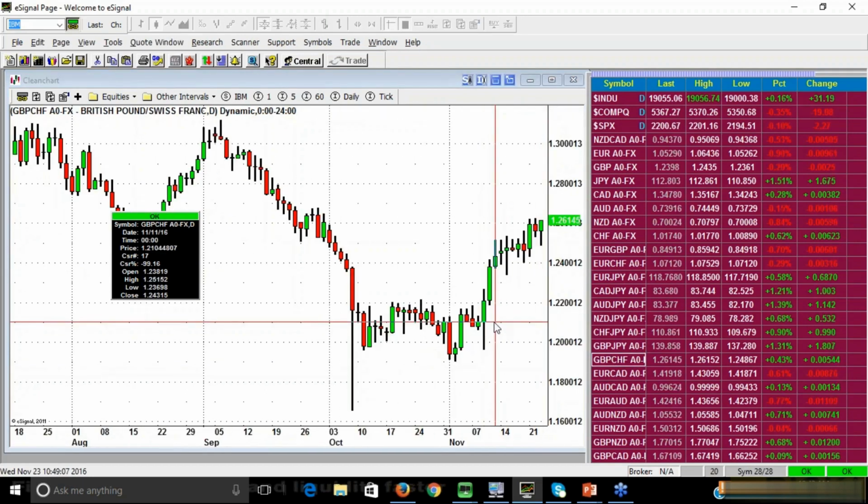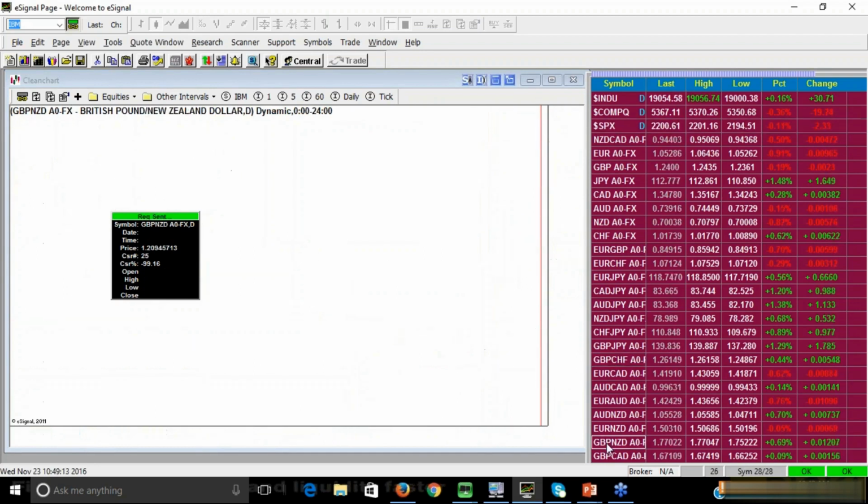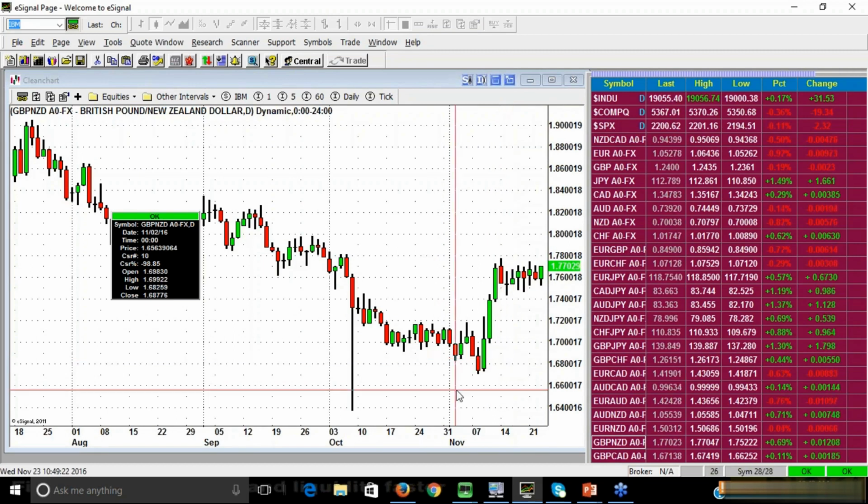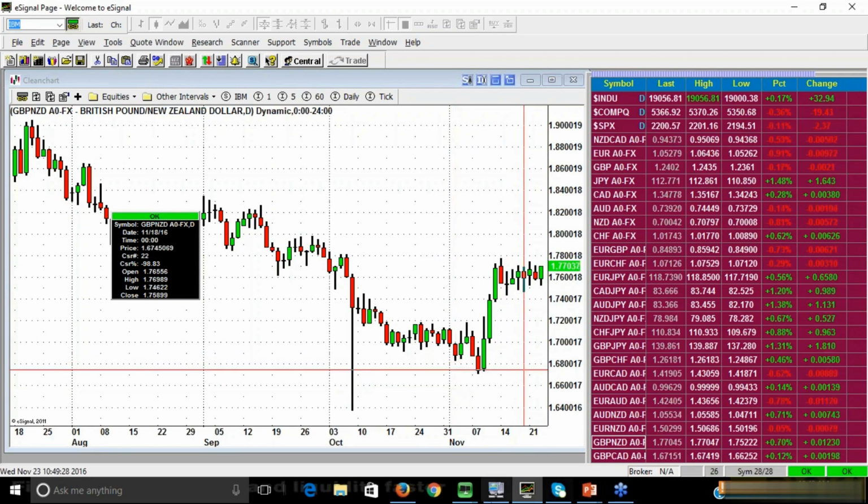Pound Swiss, similar story. This looks like an average day, and this is almost a 200 pip move in pound Swiss. Pound Kiwi, average day, this is a 230 pip move. This is a 150 pip move, a small day for pound Kiwi, pound Aussie, pound CAD. It's like a 150 pip move. So very volatile currency pair.